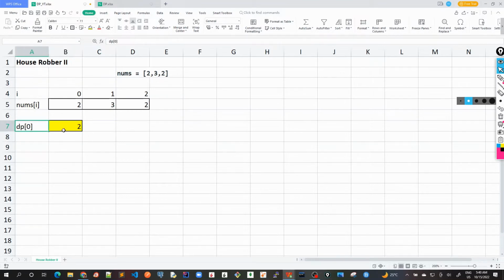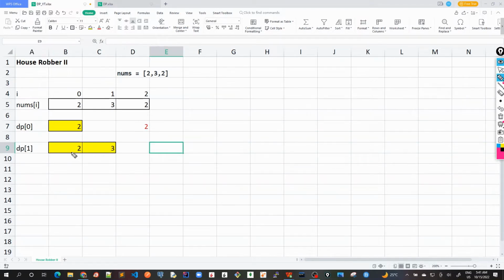So for the base condition, for only one house available, whatever the value is given, that is our dp of 0. So here I will just mark dp of 0 would be 2, and this would be true for any type of inputs given. If we are only given the starting first index, the 0th index, it will always be the value which is given, nums of 0, right? So here is our dp for 0. Now let's go with dp of 1.